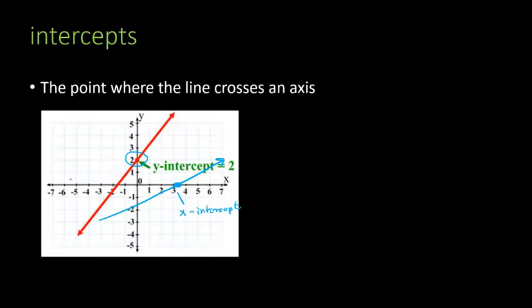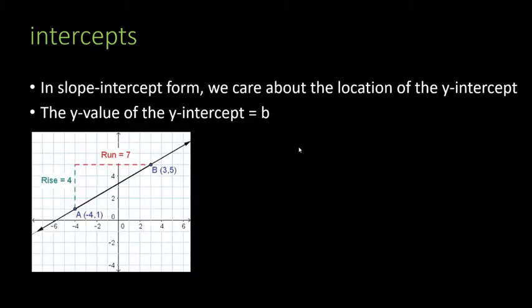Again, you just look for where it's crossing that axis, and if it's a point crossing the y-axis, it's a y-intercept. If it's a point crossing the x-axis, it's the x-intercept. For the purpose of what we're doing today, we really care about the y-intercept, because we're going to be working into putting things in slope-intercept form. And the intercept part of that title, slope-intercept form, is a reference to the y-intercept.